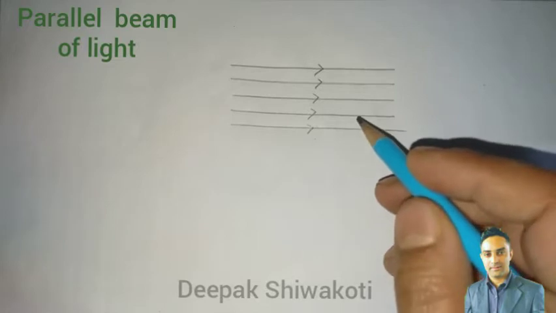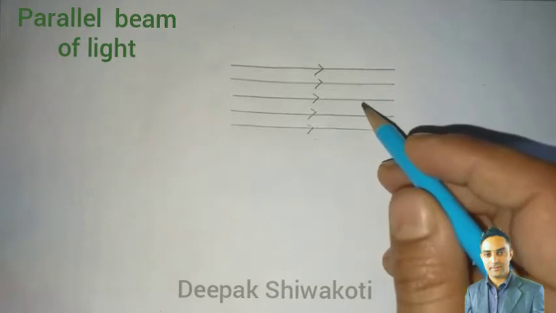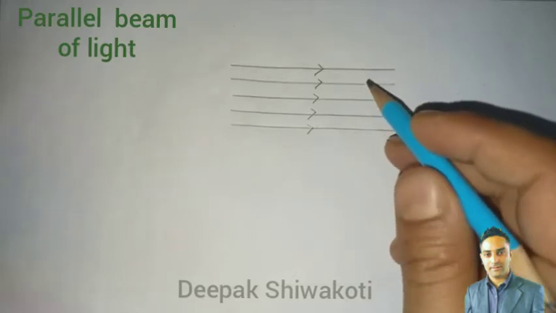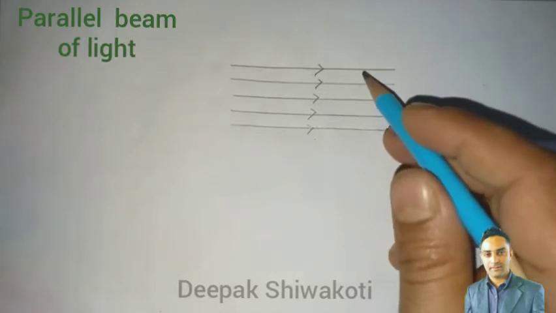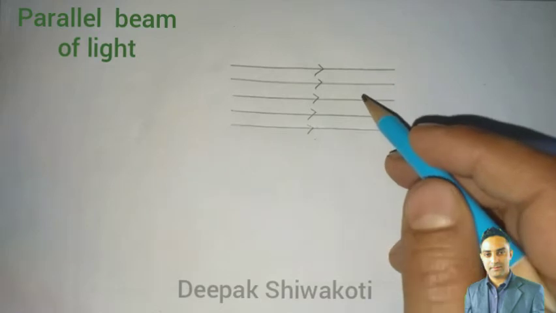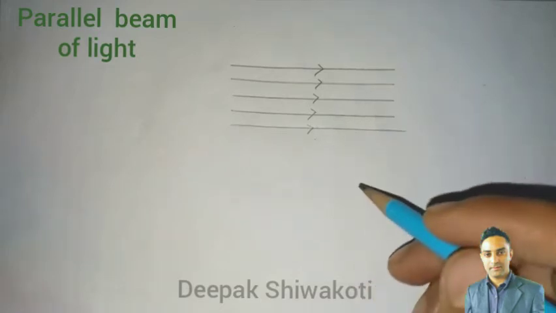So the distance you have to see, this distance is equal here for these two lines, for these two lines also it is equal, okay? So while drawing a parallel beam of light you have to maintain the distance of these lines, that is equal distance here for these two, same distance for these two, same distance, okay? So this is the parallel beam of light.